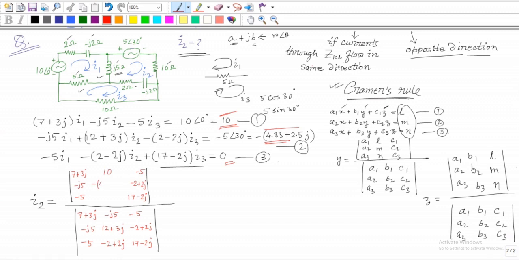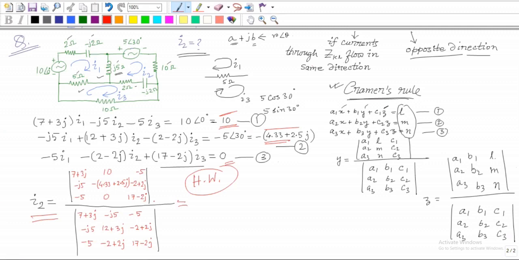minus 4.33 plus 2.5j, 0. I am leaving this as homework for you. You can try this, because if you go for the actual calculation of I2 here, that will simply waste some time. It will take around 5 or 7 minutes to calculate everything and then convert it back into the polar form. So I am just giving it as homework.